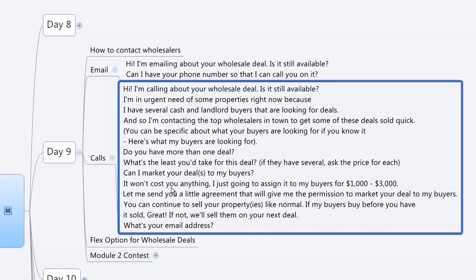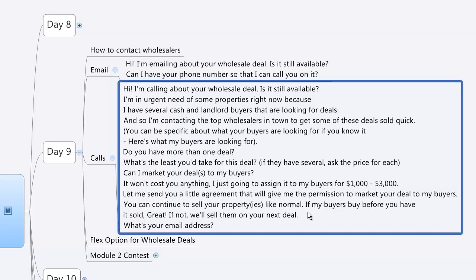Whatever is the lowest price that they said, the least they'll take for the deal, you're going to mark up that price a little bit and sell it for more. That's it. Or you can market the deal at the same price that the wholesaler is marketing it. Let's say he's trying to sell it for $50,000, and he said the least I'll take is $47,000. You can market it for $50,000, and either sell it for $50,000 or give your buyers a little bit of room to negotiate with you there.